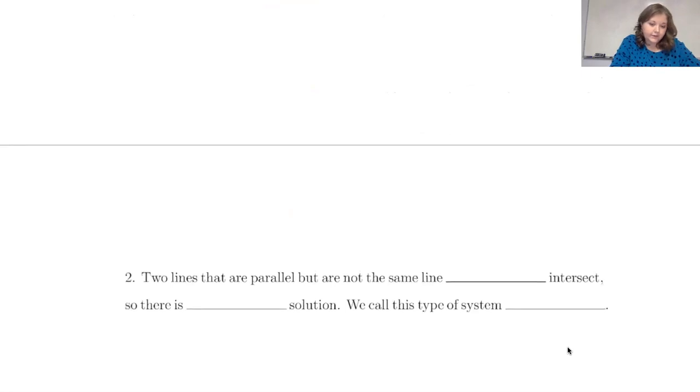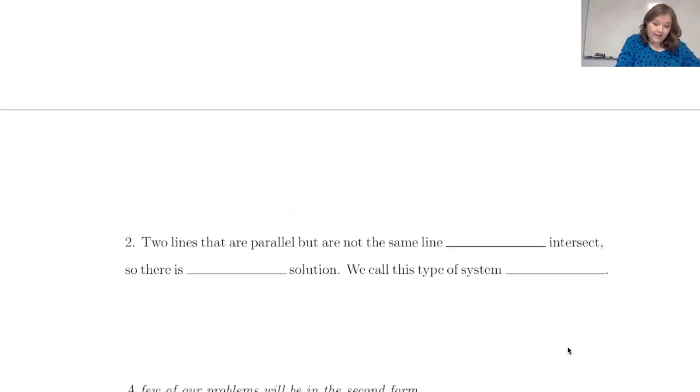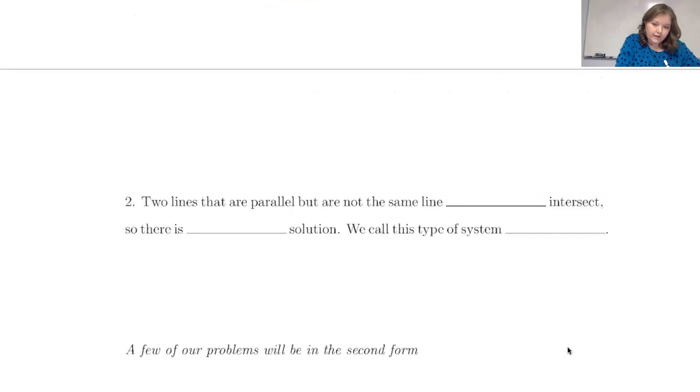There is, though, another situation that can happen. There would be 2 lines that are parallel but not the same line. So if they're parallel but they're not the same, they never intersect. And so 2 lines never intersect, they never meet at a point, and so there's no point that makes both of them true at the same time. And in that case, there is no solution. And that kind of system that has no solution is called an inconsistent system.